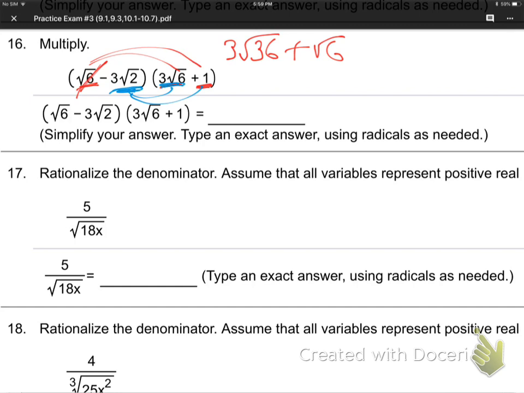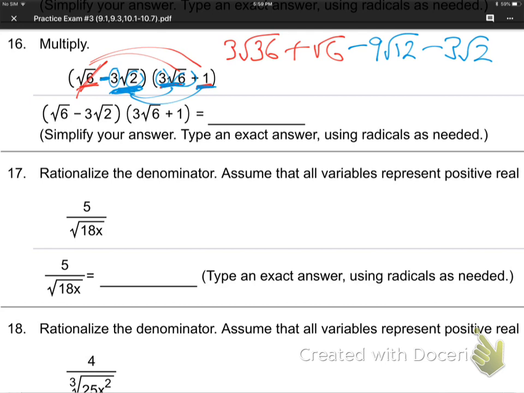And now the second guy will go to both. 3 root 2 times 3 root 6, it's going to be negative, because it's negative 3 root 2. Negative 3 times 3, outsiders with outsiders, 9. And 2 times 6 makes 12 inside. And then finally, minus 3 root 2 times 1 is that.